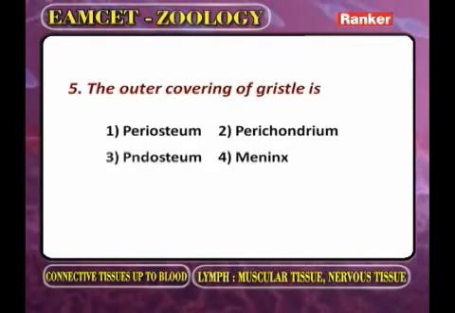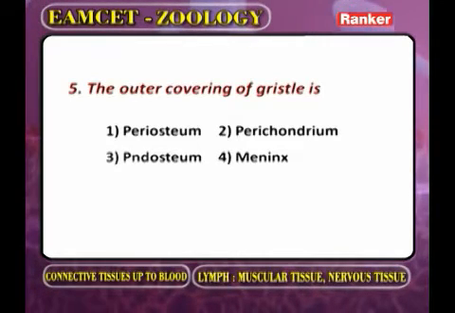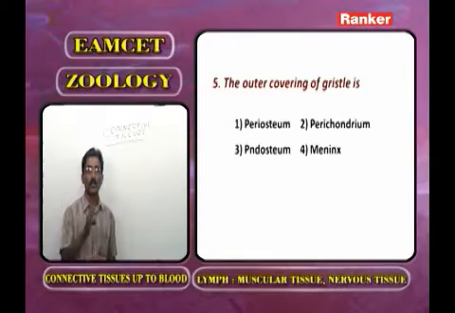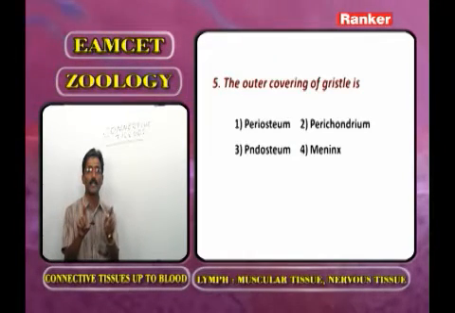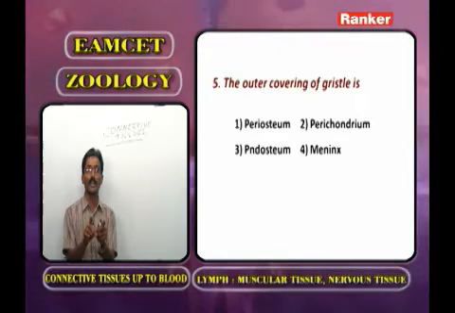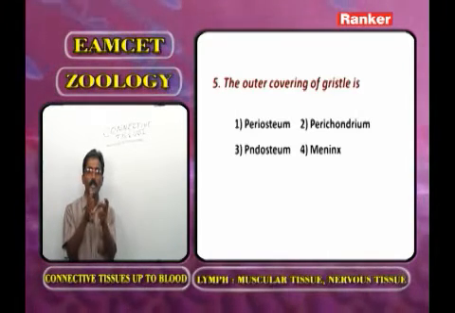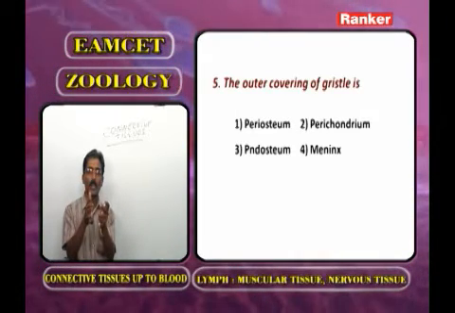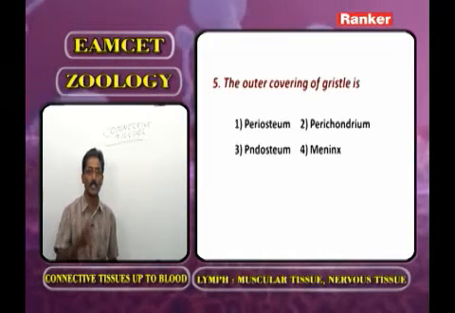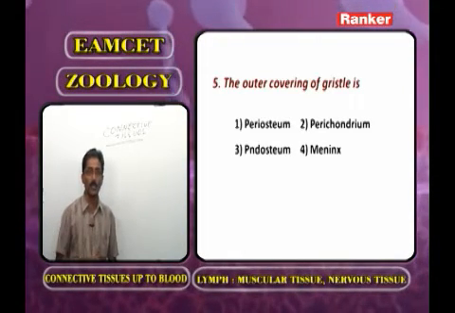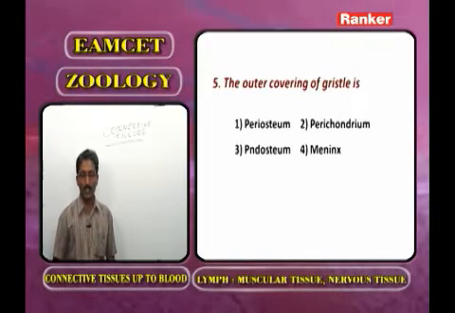The outer covering of gristle. Now as we observe, cartilage is one example of the supporting tissue. The cartilage is covered and protected by perichondrium. The bone is covered and protected by periosteum. The periosteum and the perichondrium, all these are made by what type of connective tissue? That is dense irregular connective tissue. Now regarding this question, you have to observe the question once again.